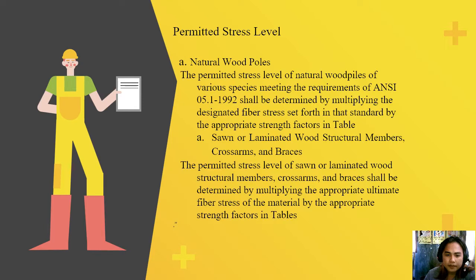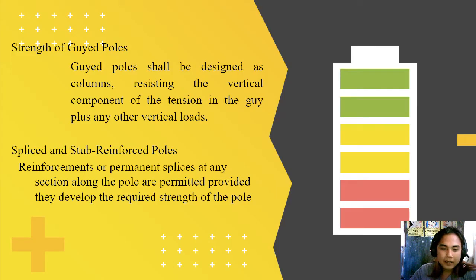Okay, so A is the sawn or laminated wood structure member, cross arm and braces. The permitted stress level of sawn or laminated wood structure member, cross arm and braces shall be determined by multiplying the appropriate ultimate fiber stress of the material by the appropriate strength factors in the table. For strength of guy poles, guy poles shall be designed as columns resisting the vertical component of the tension in the guy, plus any other vertical loads.